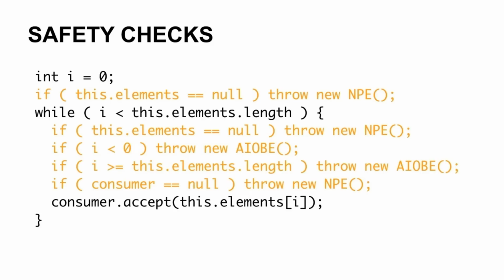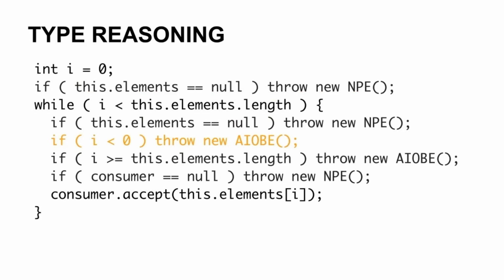All of these checks are implied. We don't have to write them, but one way or the other, the VM has to do them. Hopefully it can prove most of them away. Let's see how that would work. First off, we can determine the type of I is between 0 and the integer max length. And we can use that to say that if I is less than 0 is never true, and we can get rid of that check. That one's easy because it's a local variable.